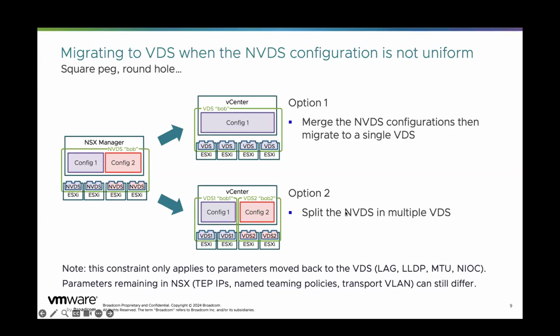So again, to summarize all this, if your NVDS configuration is not consistent across ESXi hosts for LAG, LLDP, MTU, or NIOC, you will have to resolve those conflicts, let's say, by merging the configuration or splitting your NVDS into multiple VDS. That's the main thing I wanted you to understand going through all those details.